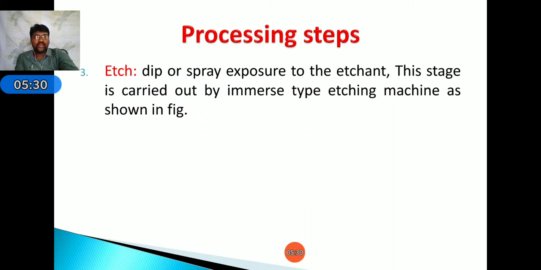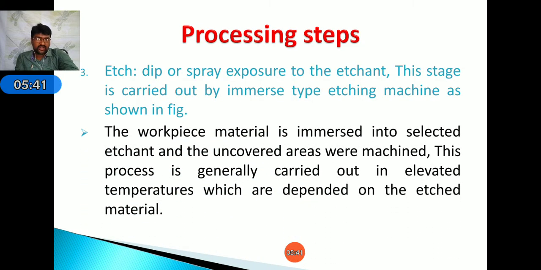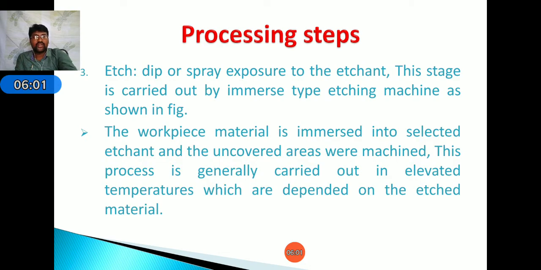Next, coming to etch. Etch is dip or spray exposure to the etchant. This stage is carried out by an immersion type etchant machine as shown in the figure. The workpiece material is immersed into the selected etchant, and the uncovered areas, those not protected by a maskant, are machined. It is generally carried out at an elevated temperature, which depends on the etchant material.